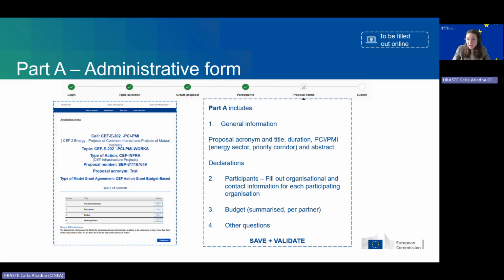If you click on the Edit Forms button in Part A, you will be automatically redirected to the online application form. Here, you will need to fill out the general information about your proposal and participants, encode the summarized budget, and answer some additional questions. Please do not forget to always save and to validate the form.